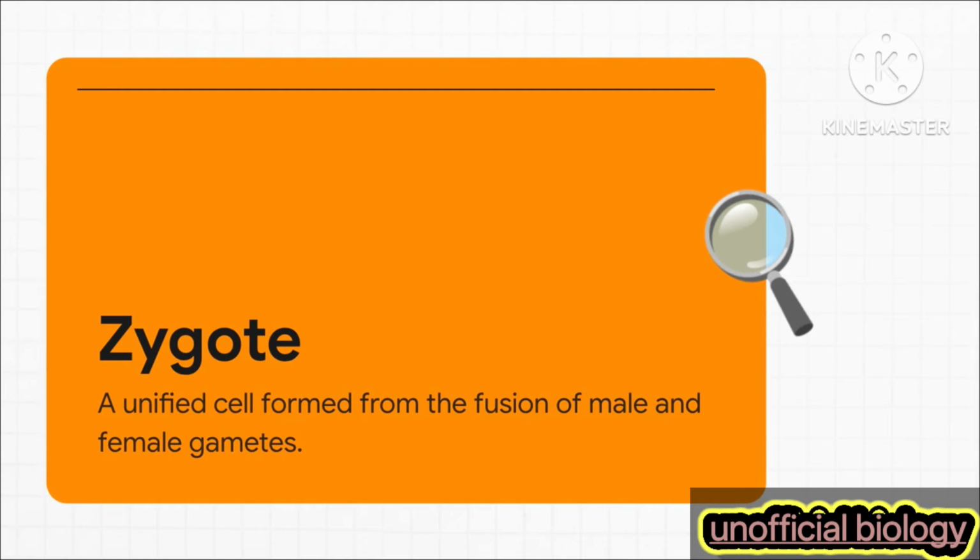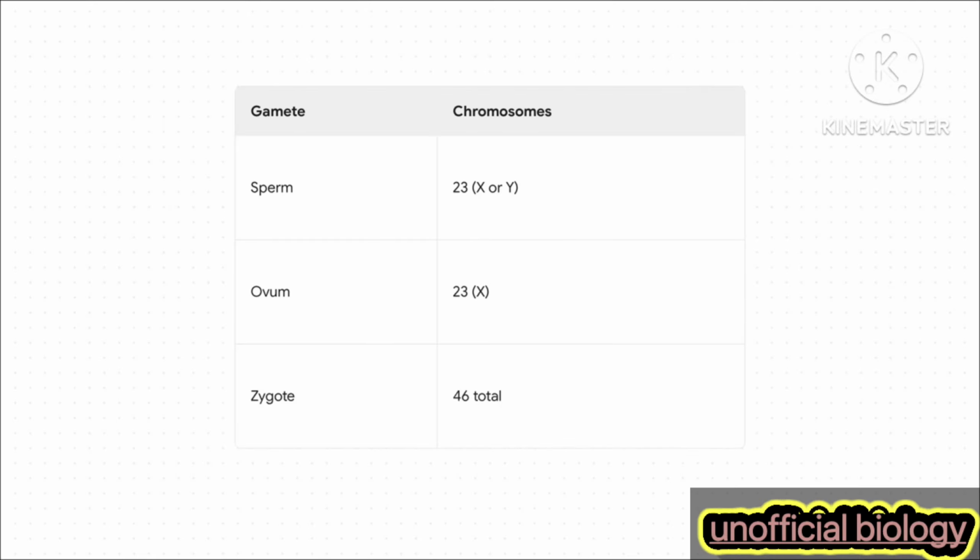So the crucial point here is understanding the zygote. After all that incredible complexity, everything condenses down into this one single unified cell. This zygote is the absolute foundational building block of a brand new human life. The math behind this creation is just beautifully simple.